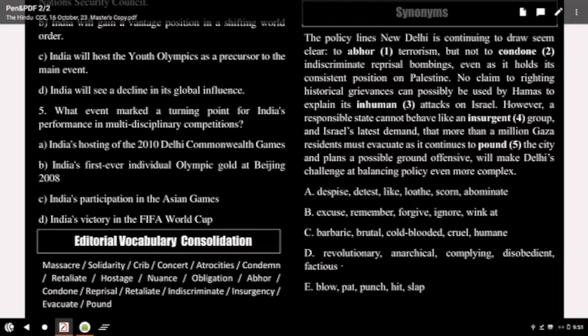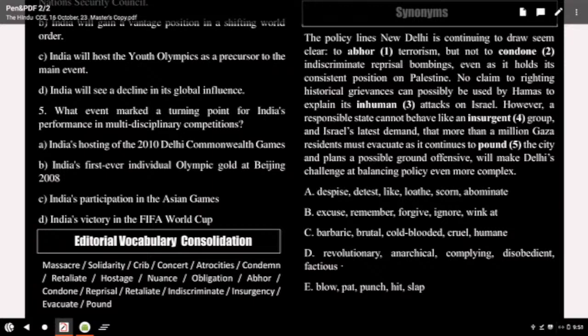Pound. Blow, pat, punch, hit, slap. How many of you say P-A-T, pat? Pat is the answer. All other words are negative. Pat is done as a positive gesture. You want to encourage someone. Well done. That is patting. Other words are negative words. Pat is the only positive word. And here, pound is also a negative word. Other words are negative words.